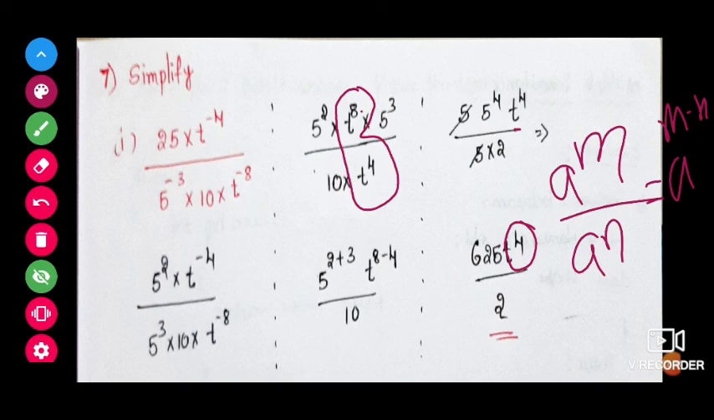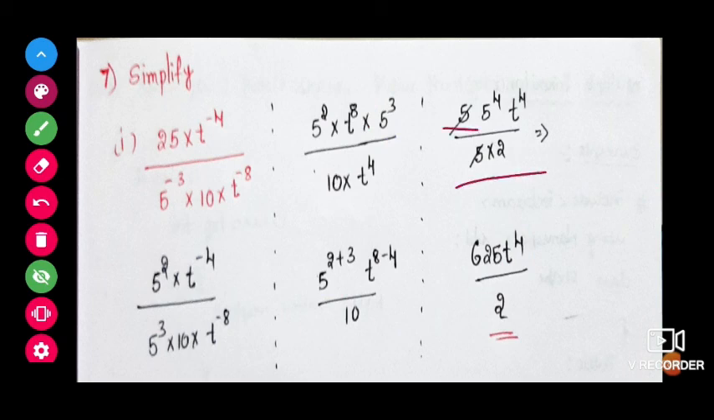Next one, if we take the 5's, here one 5 we can cancel with the 10. So we will get 5 to the power 2, 5 to the power 3. We can write 5 to the power 2 plus 3, that is 5 to the power 5. But I am just taking one 5 out and I am writing 5 to the power 4 by 10 as 5 into 2. For the cancellation purpose I am writing here. Now 5 and 5 will get cancelled. The remaining is 5 to the power 4 into t to the power 4 by 2.